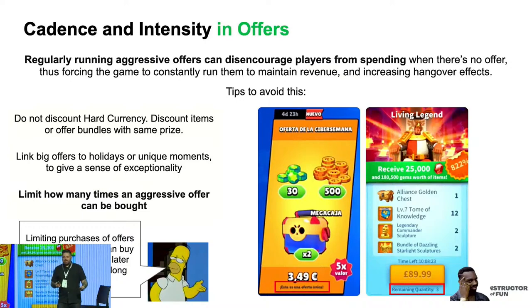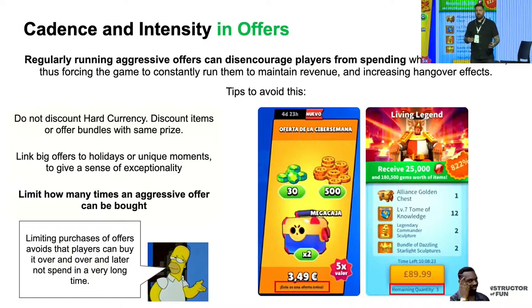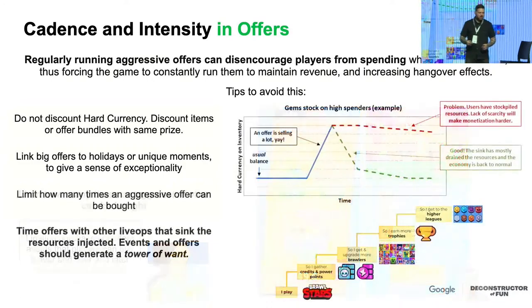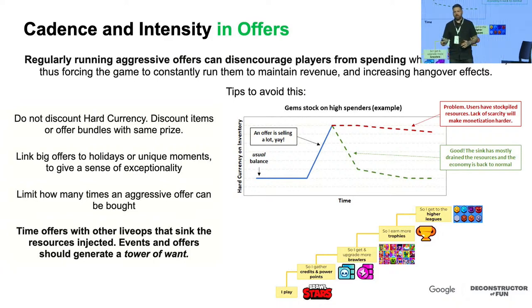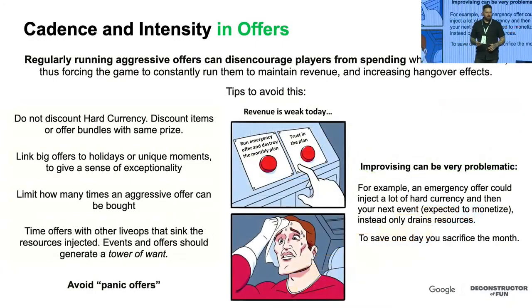If you run very aggressive offers, particularly targeting hard currency, limit the number of times that they can buy it, because otherwise players can spend everything that they were planning to spend during the month in one day, and then for the rest of the month you're not able to monetize them. And like I said, time the offers with live ops that sync the resources that you're injecting. So if you're doing an offer that requires a lot of currency, put it next to an event that demands a lot of currency.